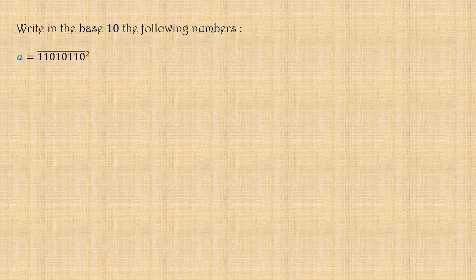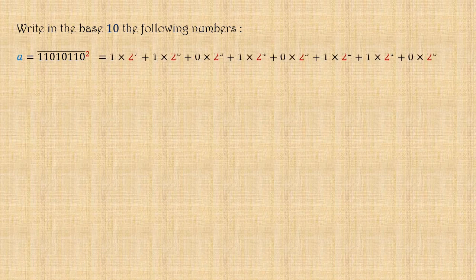As it is written in the base 2, and we have 8 digits, then in order to write it in the base 10, we will do its expansion by multiplying each digit by the power of 2 that matches it, starting from the power 7. So A would be equal to 1 multiplied by 2 to the power of 7, plus 1 multiplied by 2 to the power of 6, plus 0 multiplied by 2 to the power of 5, plus 1 multiplied by 2 to the power of 4, plus 0 multiplied by 2 to the power of 3, plus 1 multiplied by 2 to the power of 2, plus 1 multiplied by 2 to the power of 1, plus 0 multiplied by 2 to the power of 0.